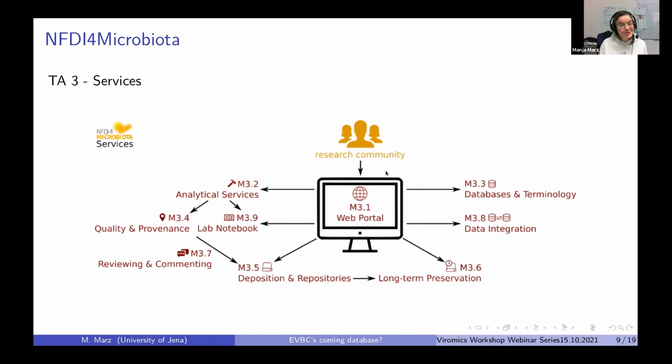And finally, of course, the research community, the most important part, should have access to all these things in the background via some web portal. However, the idea is also that all the bioinformaticians out there can download some part of the database or a larger part and also work on it on their terminal.